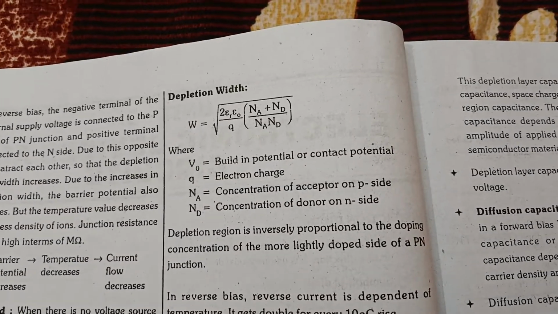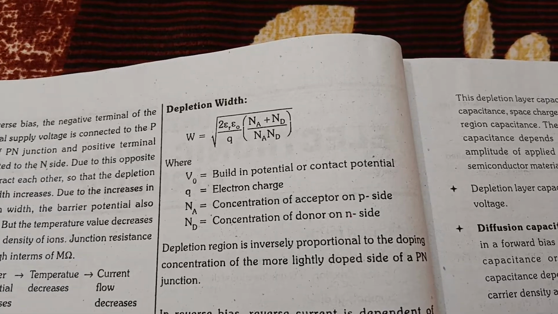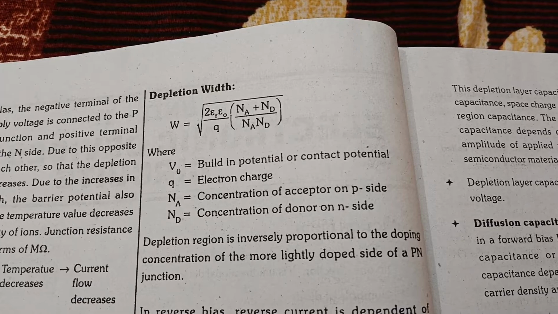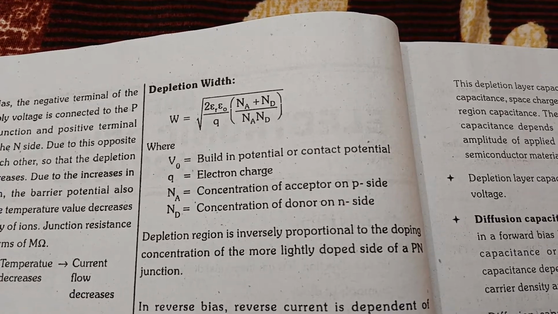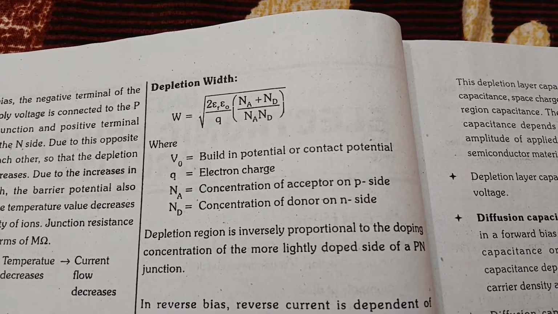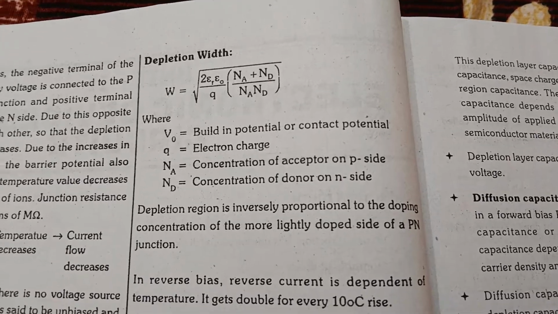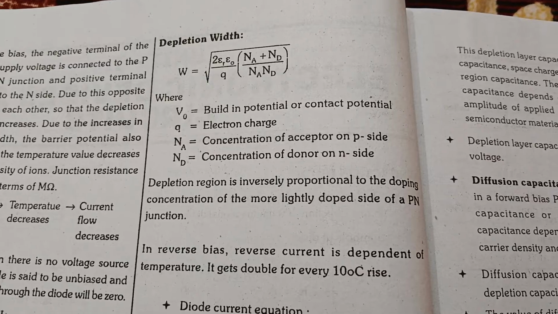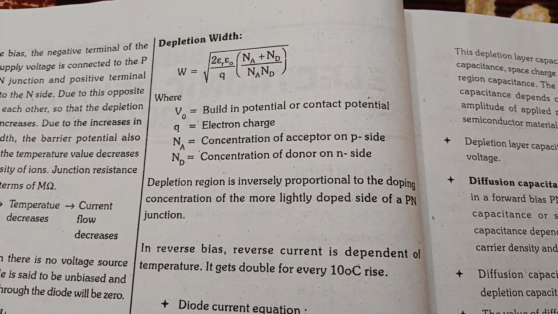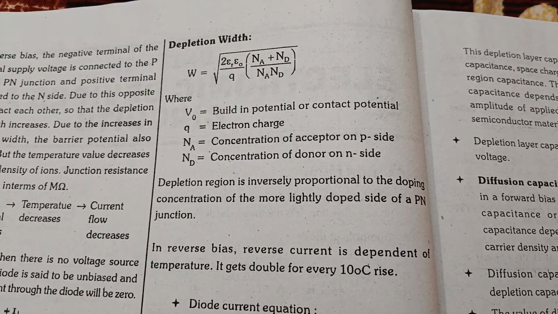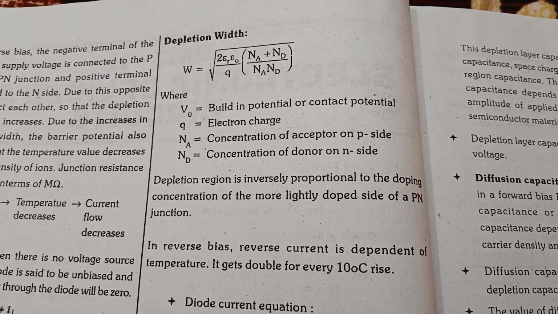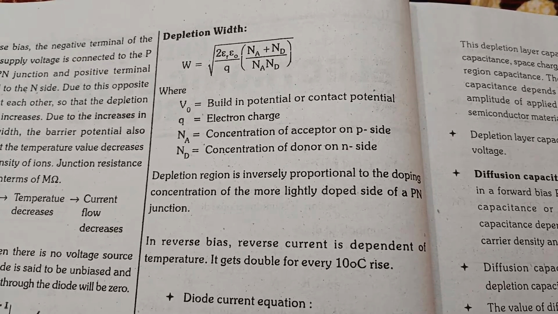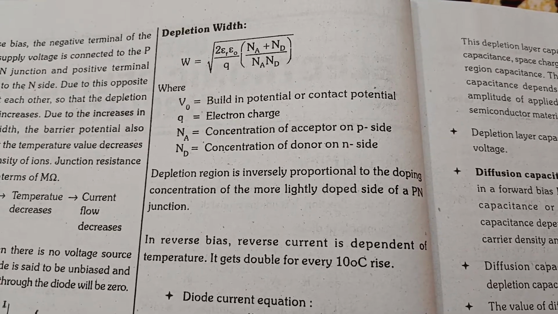Depletion width. W equals root of 2 epsilon or epsilon naught by Q into Na plus Nd divided by Na Nd, into V naught, where V naught equals the built-in potential or contact potential. Q equals the electron charge. Na is the concentration of acceptor on the P side. Nd is the concentration of donor on the N side.